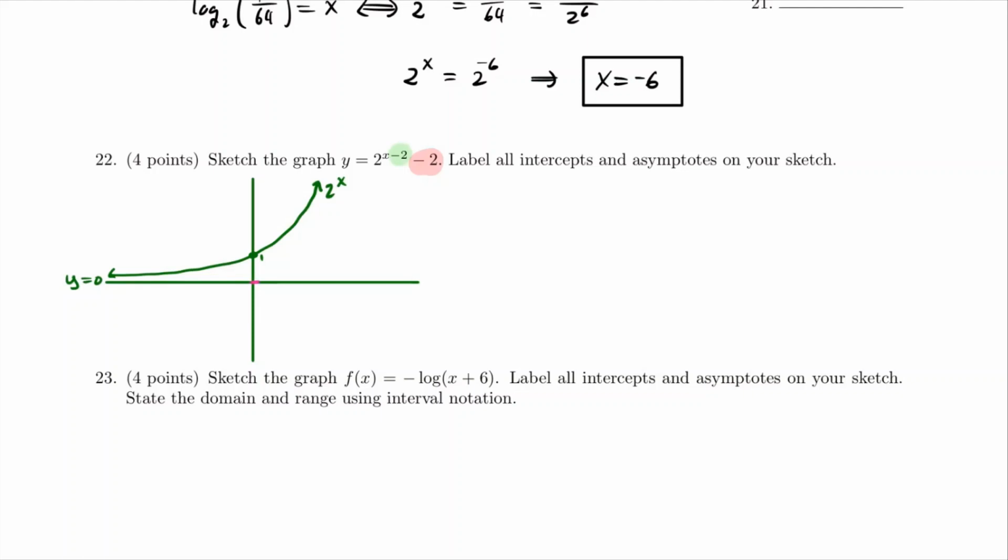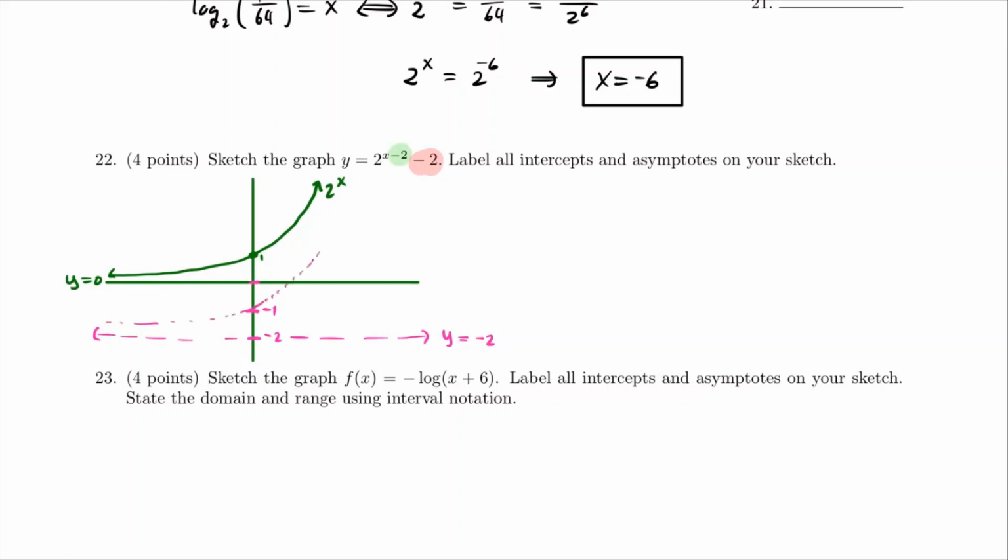So move 2 units down. So 1, 2. So my new horizontal asymptote is going to be right here. So from 0, I'm going to go 2 units down. So that's -1, -2 right here. This is my new horizontal asymptote. And then the graph also moves down 2 units. So you know it's going to be somewhere right here.